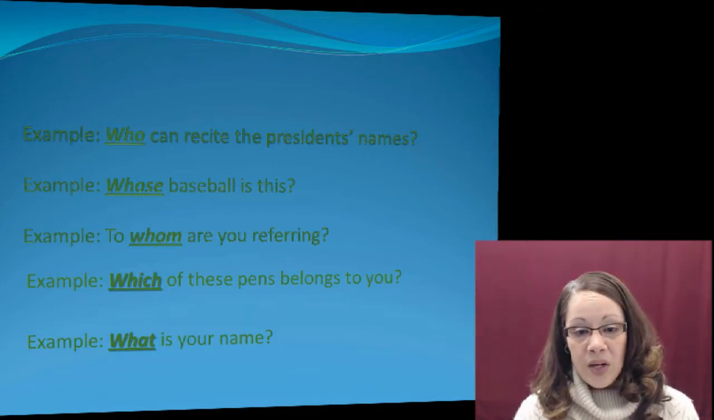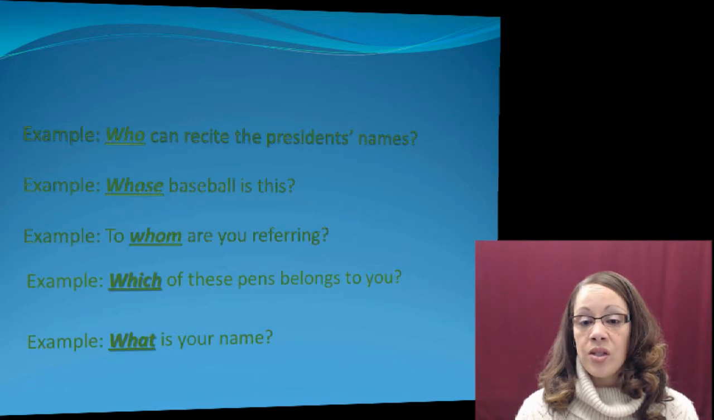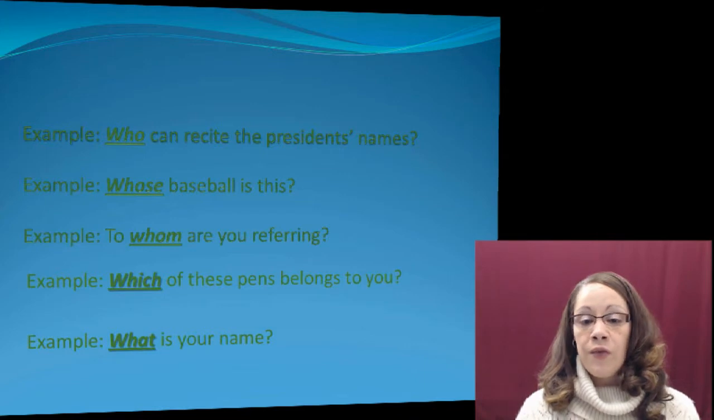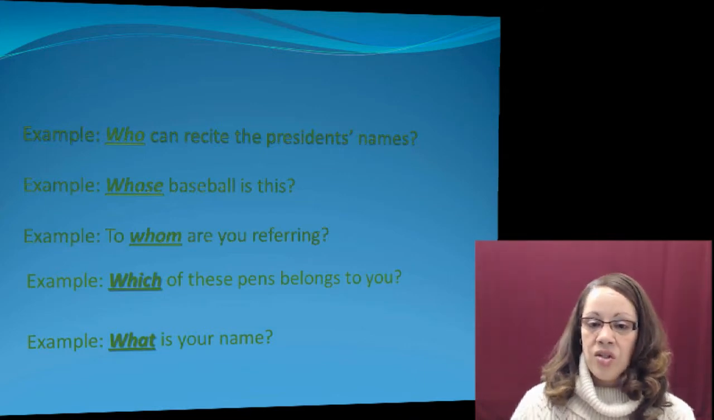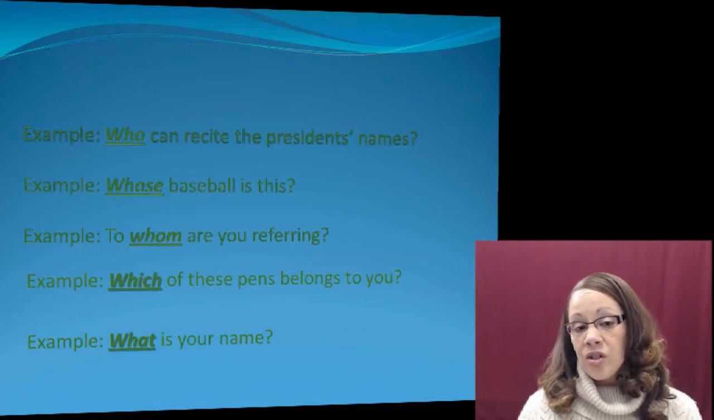Then I have my 4th one. Which of these pens belongs to you? Which is my interrogative pronoun that introduces this particular question to find out which pen belongs to you. And then I have our 5th interrogative pronoun, what. And the question is, what is your name? What is the interrogative pronoun that introduces the actual question. And if you notice, those 5 interrogative pronouns are very self-explanatory. They don't cause too many problems in student academic writing, but it was important for me to introduce those to you so you can familiarize yourself with those 5 pronouns.